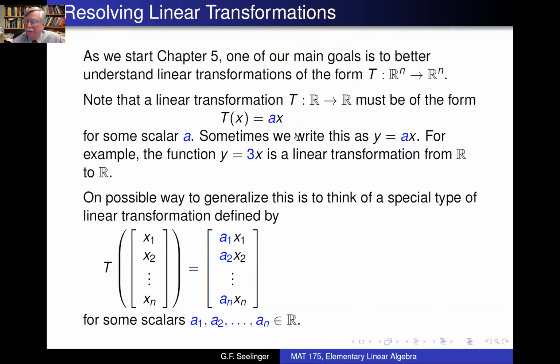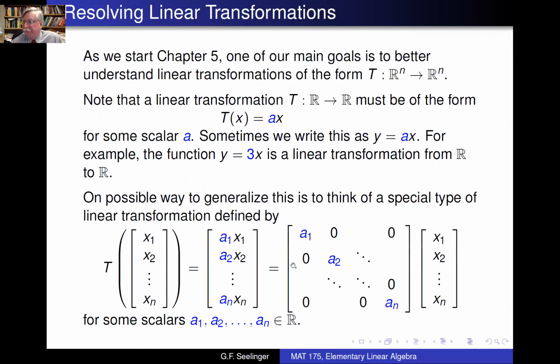Okay. And so one possible way to generalize this idea to multi-dimensions is to say, okay, let's have the linear transformation take x1 and multiply that by a constant, take x2, multiply it by a constant, take x3, multiply it by a constant, x4, multiply it by a constant, and just do that for each coordinate. Okay, and that's one possible way to generalize things.